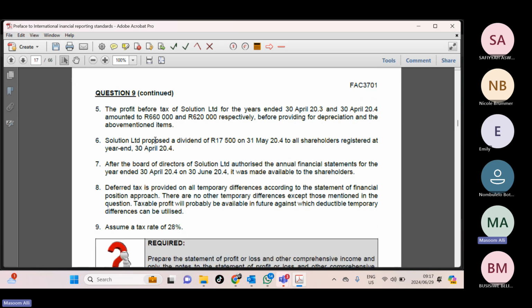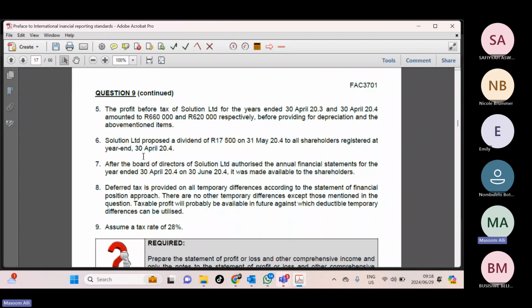Okay. Solution proposed a dividend of 17,500 Rand on the 31st of May to all shareholders that were registered as at year end. Okay. And so the date is very important to keep an eye on. Okay. That is something just to take particular note of. Okay, because the date over here, as you can see, is falling outside of our current financial year.